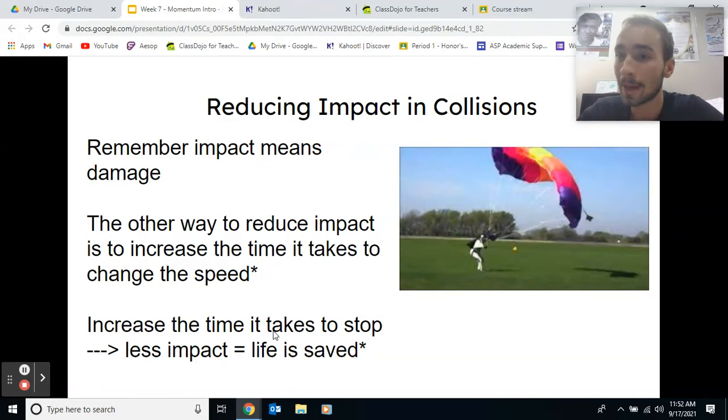For example, if you aren't wearing a seatbelt, you stop immediately when you slam into the windshield. If you are wearing a seatbelt, it takes a little bit longer for you to slow down because the seatbelt and the airbag are holding you back and then letting you go a little bit forward, keeping you from just stopping immediately.